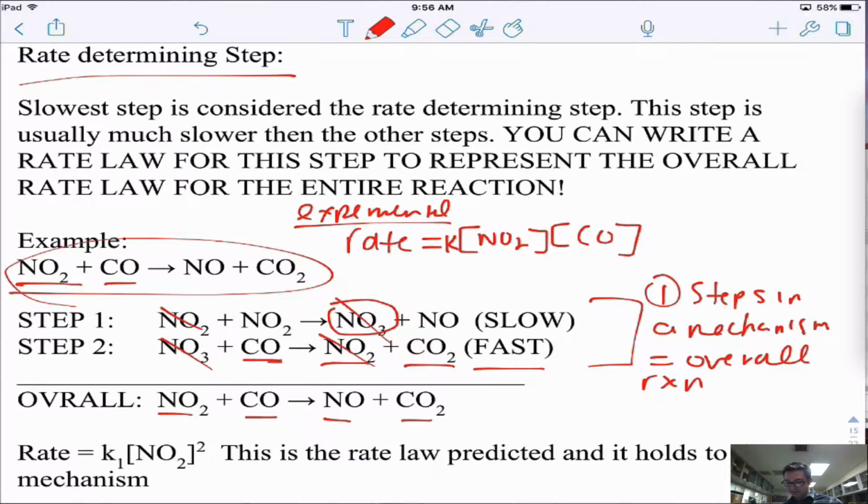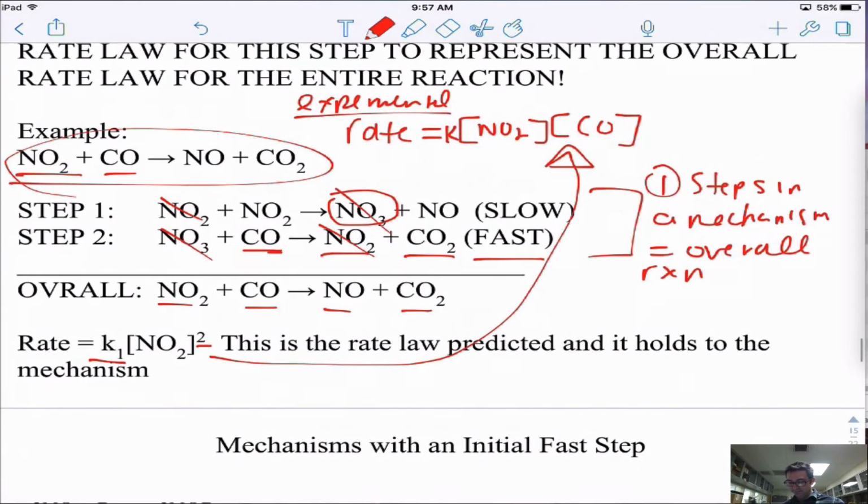So I write a rate law for this and I say, okay, the rate law for the slow step is rate equals K1 because it's step 1, NO2, there's 2 of them, so it's NO2 squared. And then I compare it to my experimental rate law. And I see that's what I thought it should be, that's what it experimentally is.